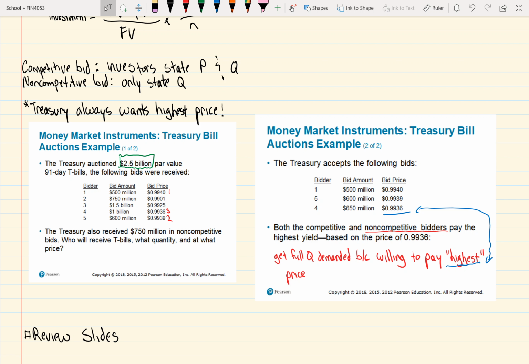And then there's a non-competitive bid. That's when they only state the quantity that they want. Essentially, those who engage in a non-competitive bid are saying that they are willing to pay whatever price. They only list how many they want. And of course, the Treasury always wants the highest price. So if they get multiple bids, they're going to fill the ones at the highest price first. And that's what's going on in these two slides.